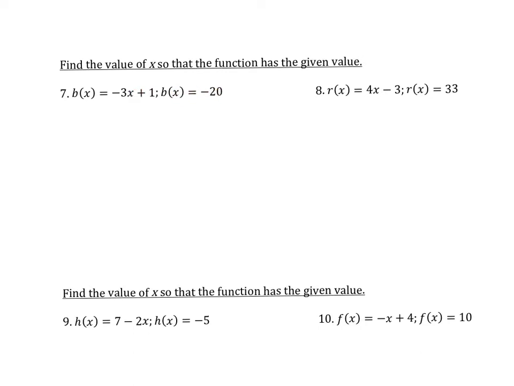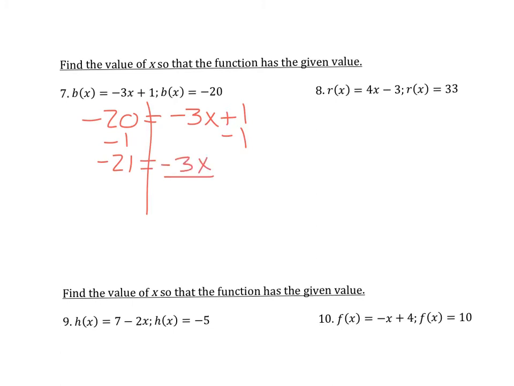So this is when I set up more of an equation. The negative 20 is the output on the other side of the equal sign, and I set it equal to my function of negative 3x plus 1. Okay, so now I have an equation that I can solve. So I do my opposite operation, subtract 1, you get negative 21 equals negative 3x, divide by negative 3, and you end up with 7 equals x.